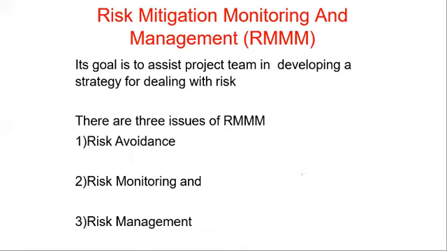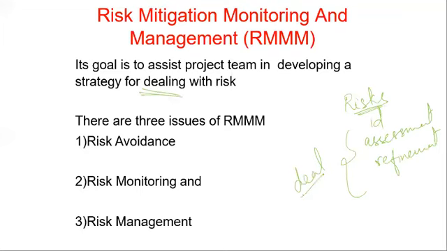The next is your risk mitigation, monitoring, and management. Now, the goal of RMMM is to assist the project team in developing a strategy for dealing with the risk. That is, you've first identified the risks, you have assessed the risks, you've done the refinement and elaboration. Now you need a team that is going to help you to deal with those risks. How are you going to deal with that risk? You require a team. Now there are three issues within the RMMM.